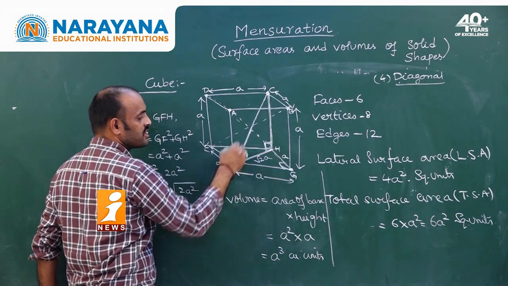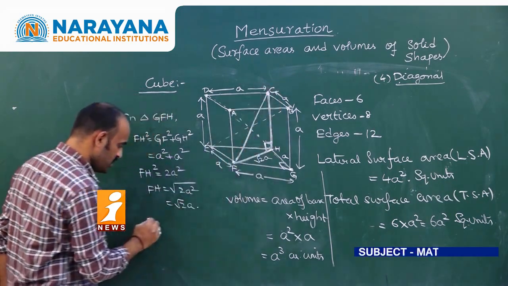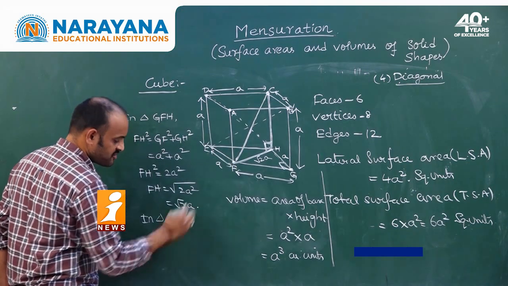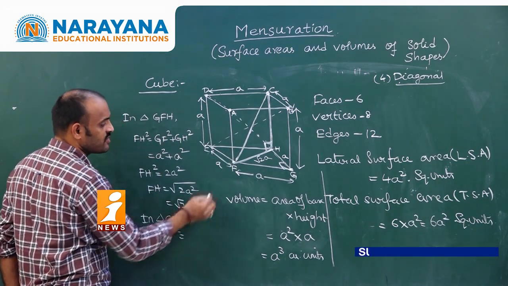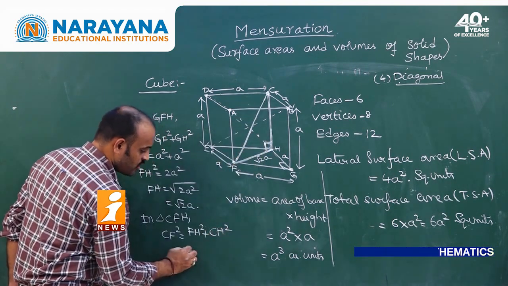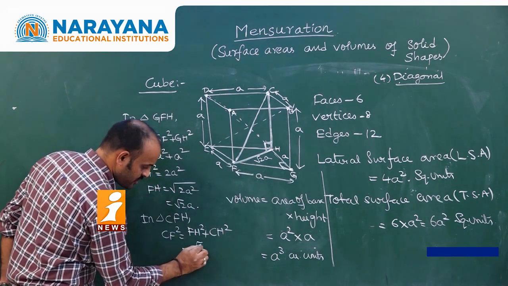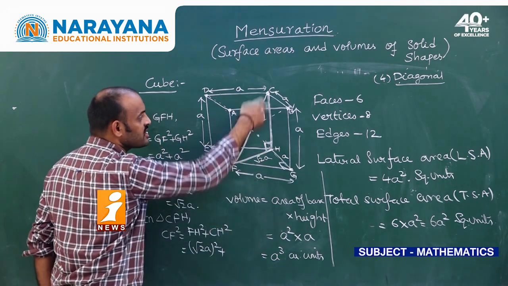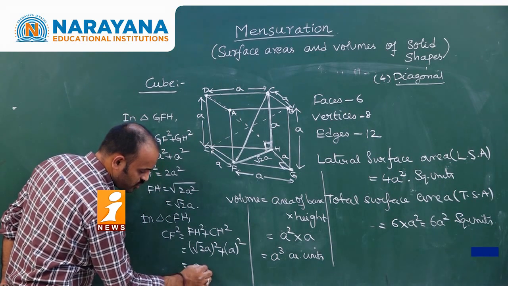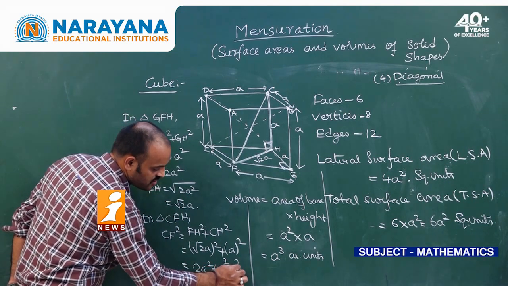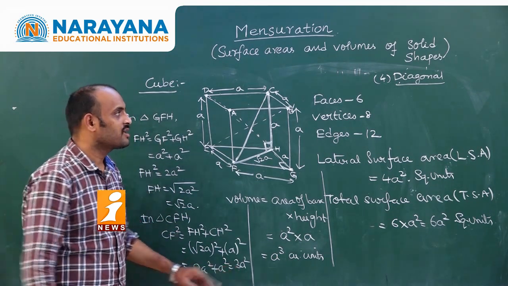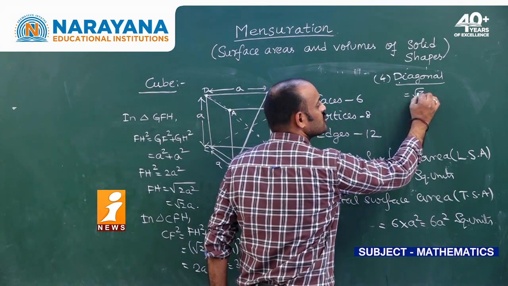Again, triangle CFH forms a right angle triangle. In triangle CFH, according to the Pythagoras theorem, CF square is equal to FH square plus CH square. So what is FH? Root 2 into A whole square. What is CH? This is also A, square. Therefore 2A square plus A square, which is 3A square. If I transpose this square to the other side, it will become root 3A. Therefore the diagonal of a cube is root 3A.